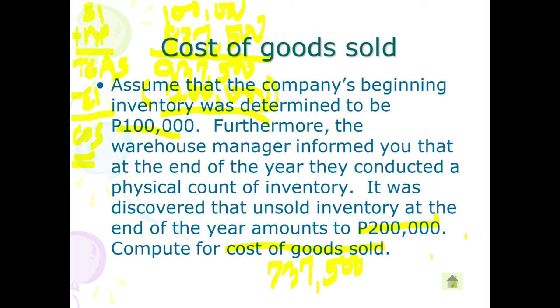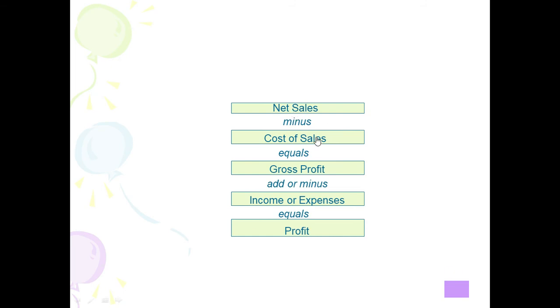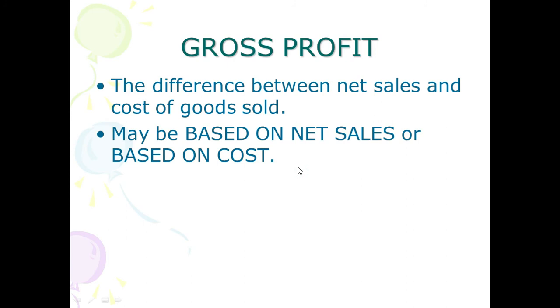Let's now proceed to gross profit. So we're done with net sales less cost of sales. So net sales minus cost of sales is gross profit. So gross profit is the difference between net sales and cost of goods sold.